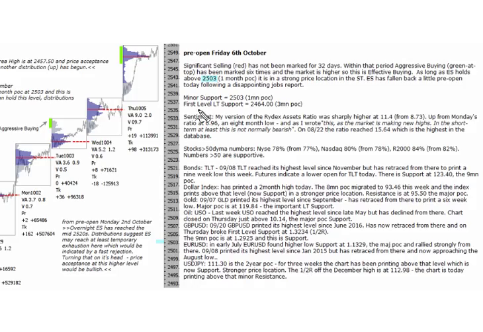Looking at the sentiment, my version of the Rydex assets ratio, actually yesterday was sharply higher, up to 11.4. That's from 8.73, quite a sharp move higher, and up from Monday's ratio, which was recorded at 6.96. That was an 8-month low. And as I wrote at that point, as the market is making new highs, in the short term at least, this is not normally bearish.